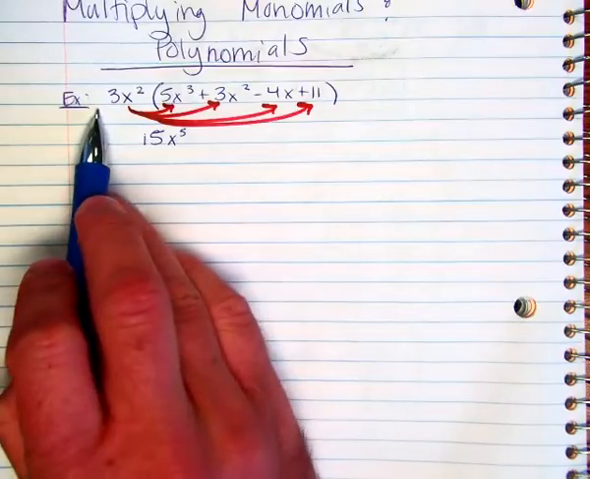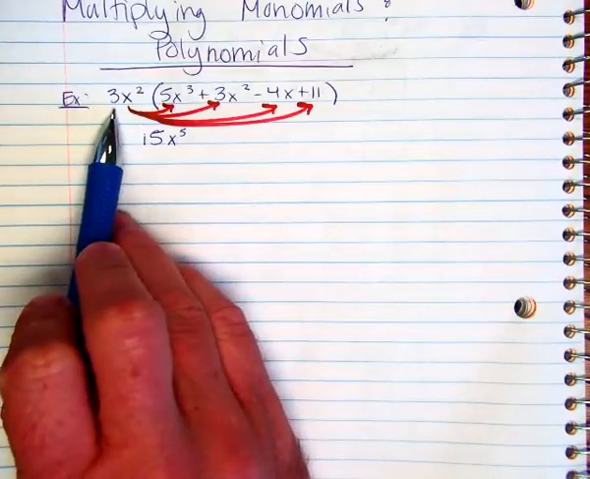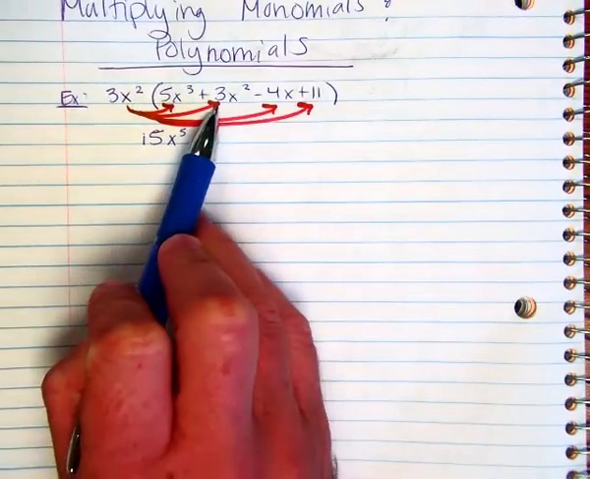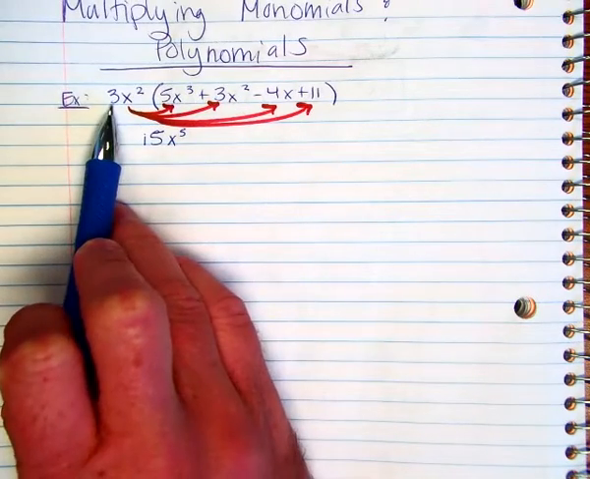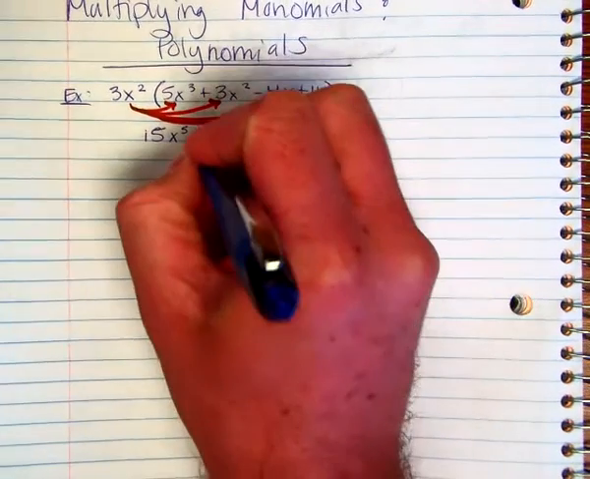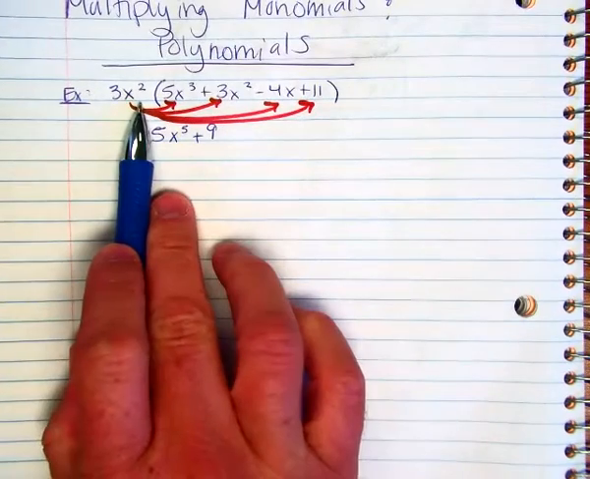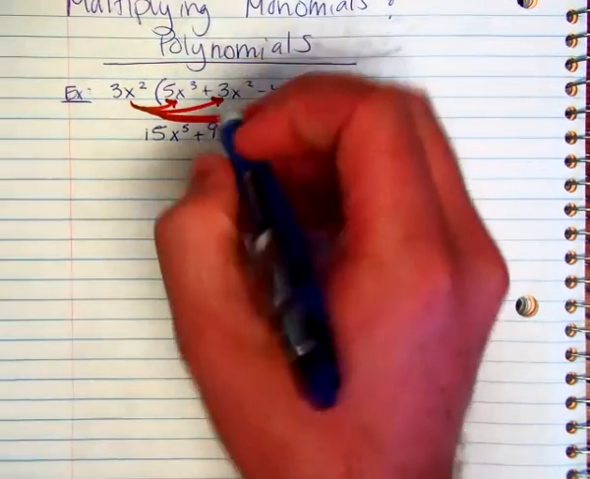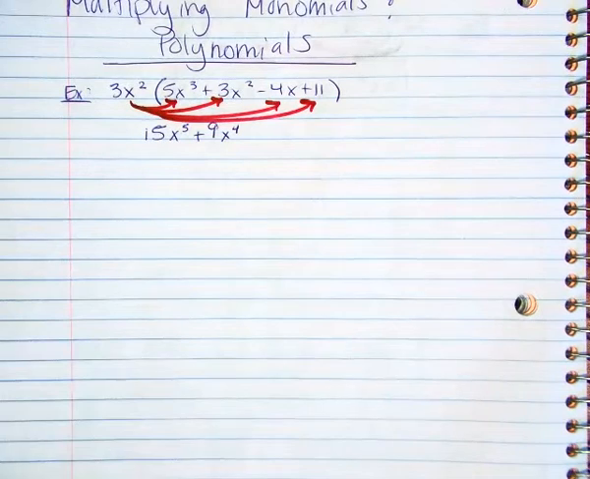We do this for each piece. So look at the next two things that go together. 3x squared times 3x squared. So coefficients, 3 times 3 gives me 9. Add the exponents, like Rosie said. 2 and 2 makes x to the 4th.